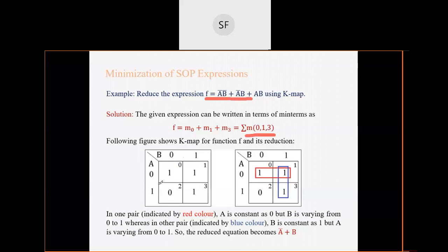So again, what you have to do is draw the K-map, and you have to map these minterms. Since minterms 0, 1, 3 are present in the output function, you have to put 1 1 1 here. The second minterm is absent, so you have to put 0 here. So the mapping is done. Now you have to go for the minimization. So how will you minimize?